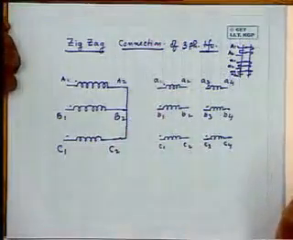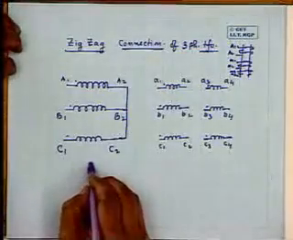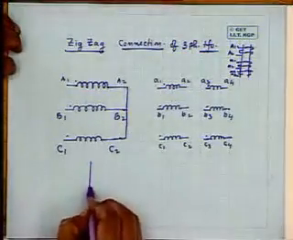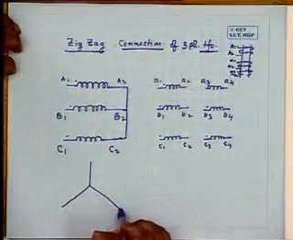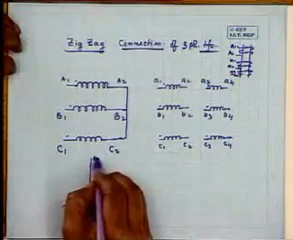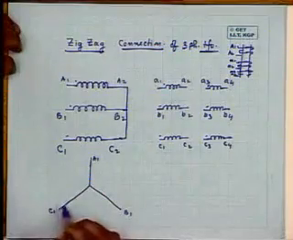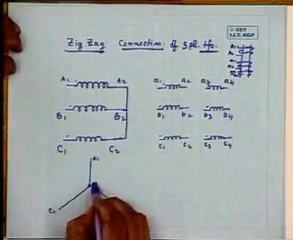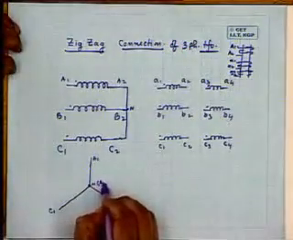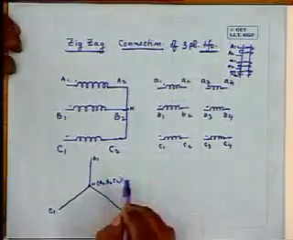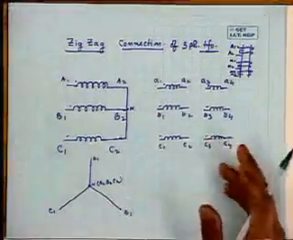Now suppose you join these three in star, primary star connected. Okay. So primary phasor diagram will be how? And you have given A, B, C supply to the primary. This is A1, this is B1, and this is C1. And this point is the neutral point, that is this N, which is A2, B2, C2.